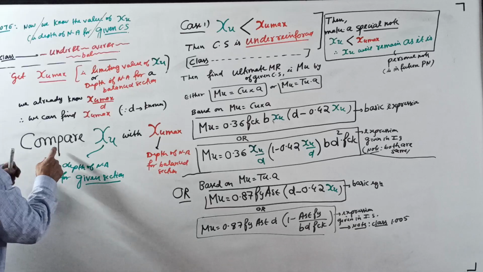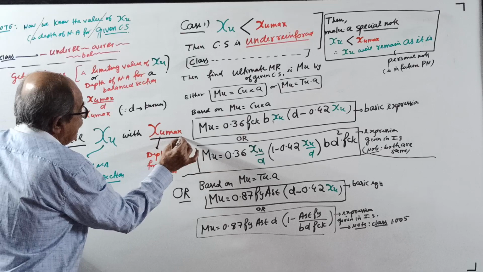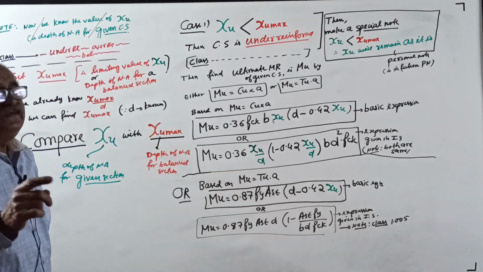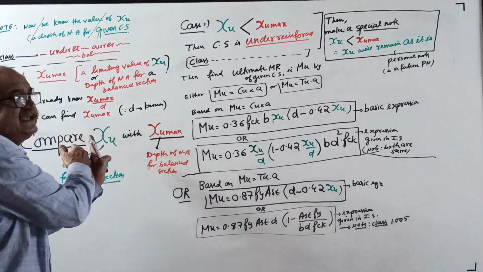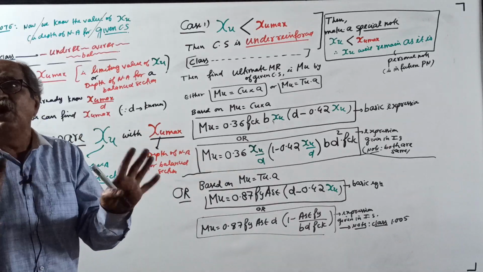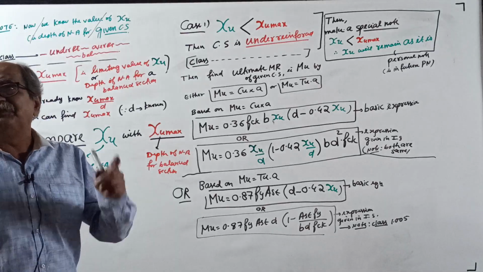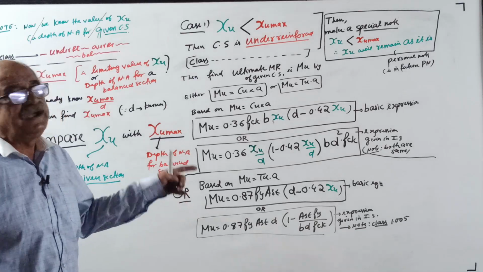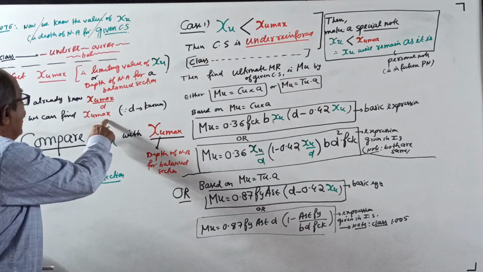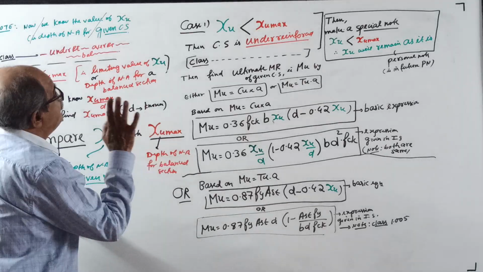Next step. Compare, most important, compare XU with XU max. That is the depth of neutral axis. Never compare XU max with XU. Some people compare the reverse way. No. To avoid confusion, compare the depth of neutral axis for a given section, whatever XU you calculated, with the limiting value, XU max, for a balanced section.